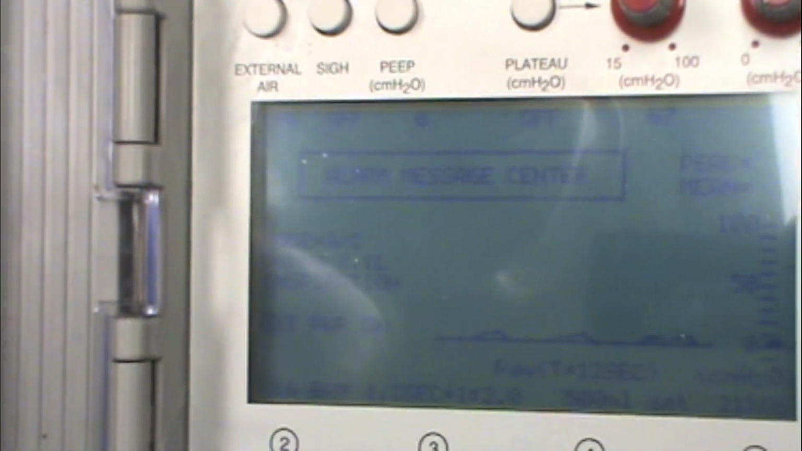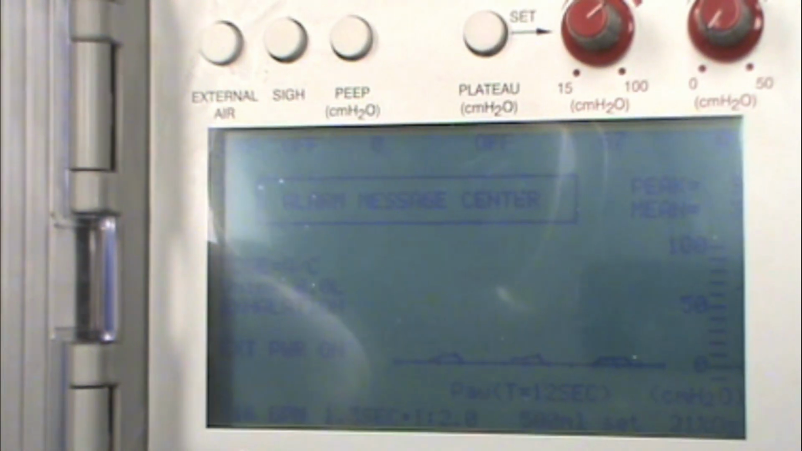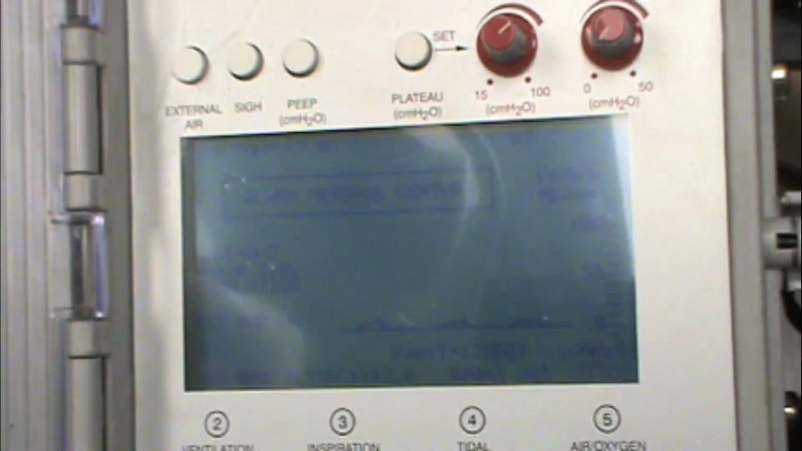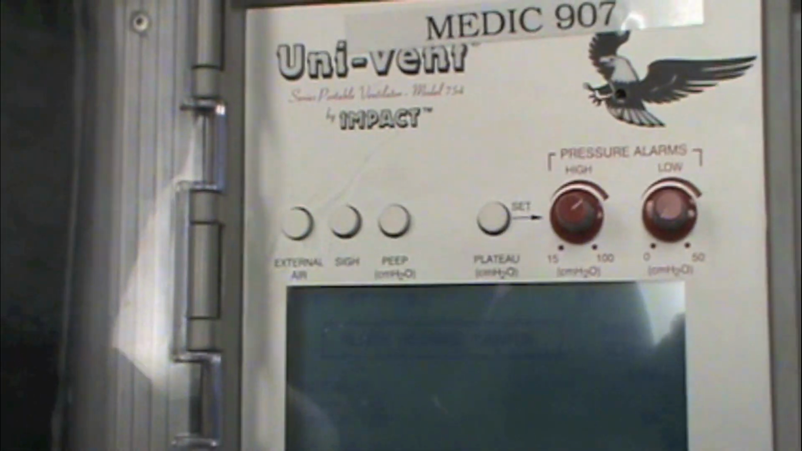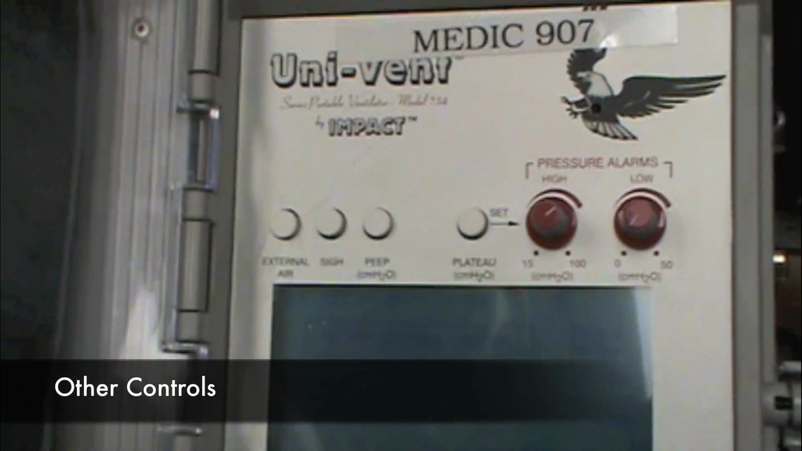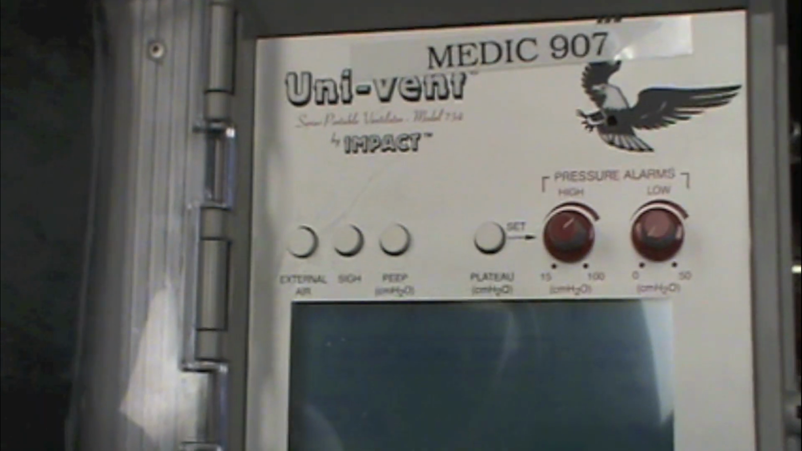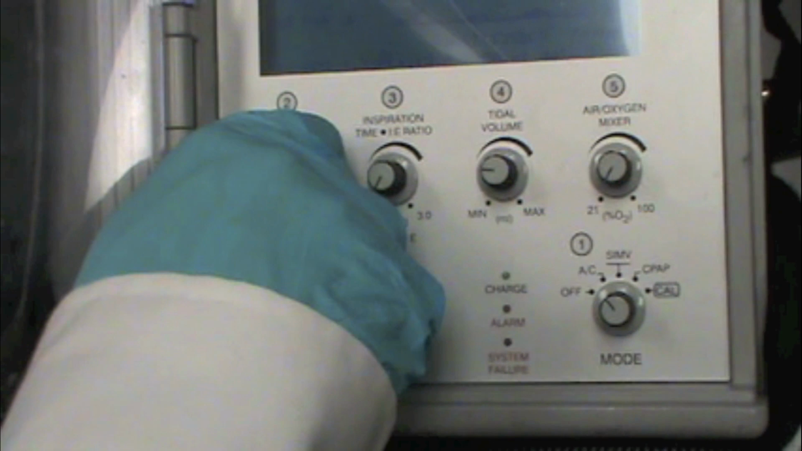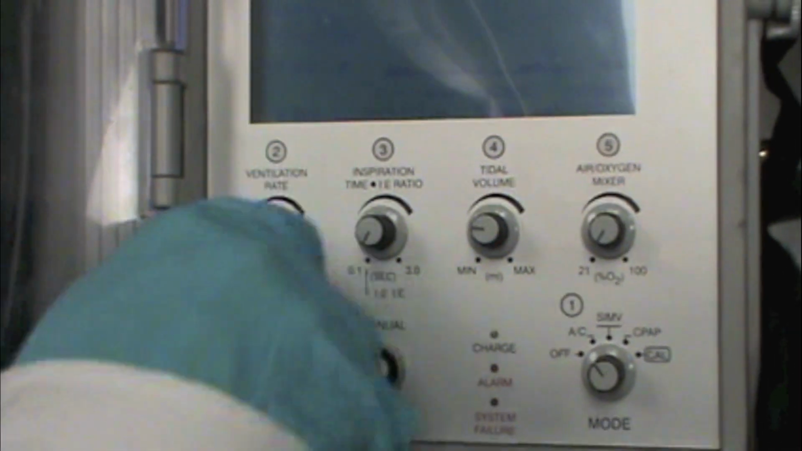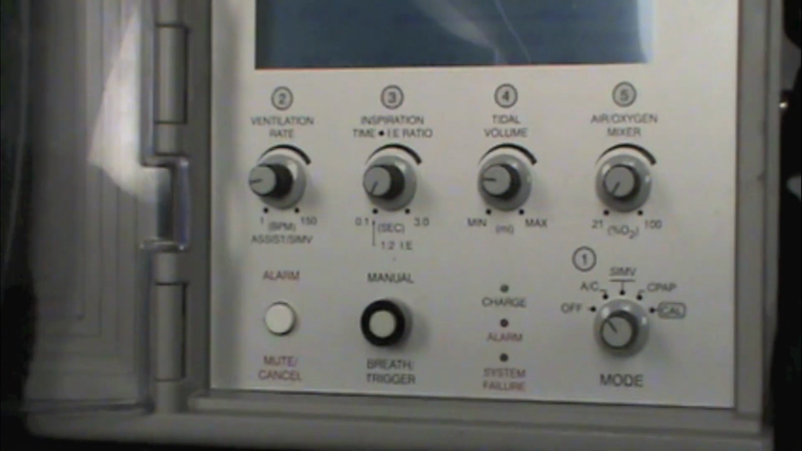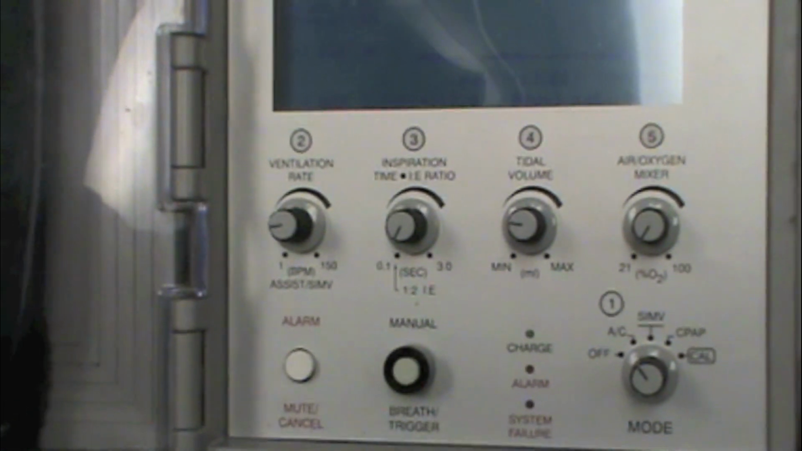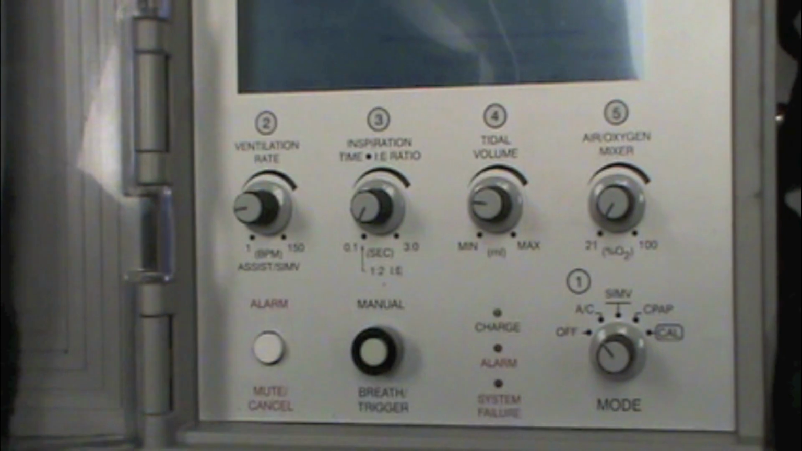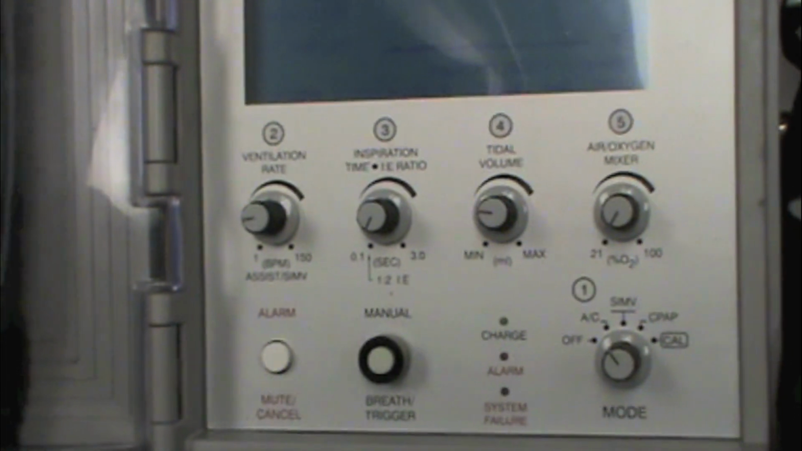So let's see. We talked about AC mode, SIMV, CPAP. We talked about rate. We talked about I time, tidal volume, and FiO2 settings. So there's some other controls that we'll talk about with the ventilator. One is delivering a manual breath. You'll see down here there's a manual breath button. So I'm going to drop the respiratory rate here to about 9. If I was listening to the patient's lung sounds and I didn't want to wait for the ventilator to cycle another breath, I could just hit this button and it's going to deliver another breath to the patient.